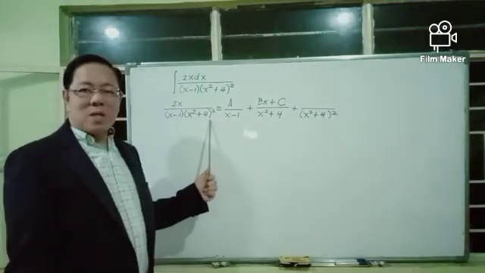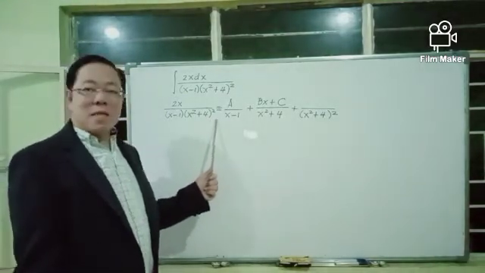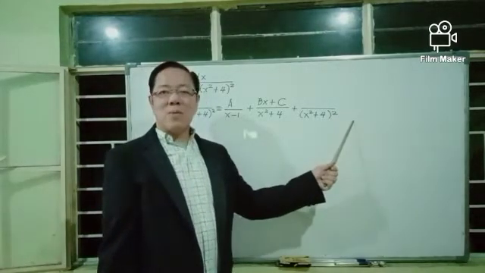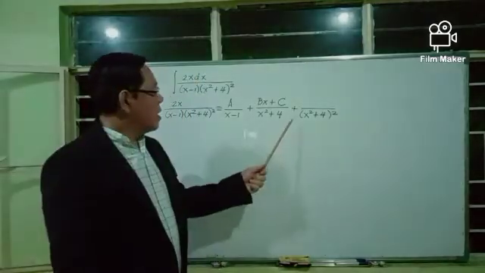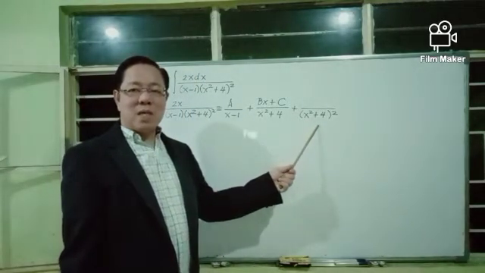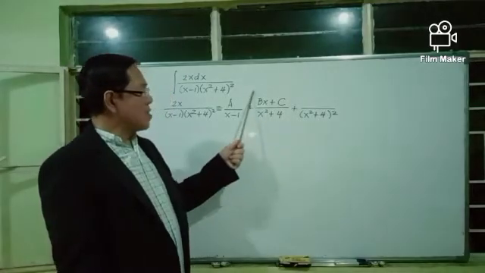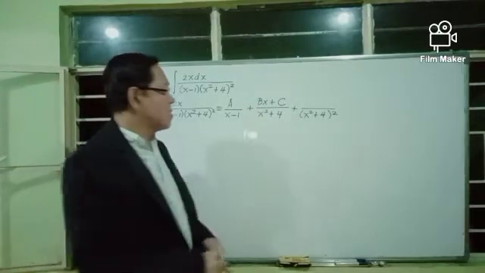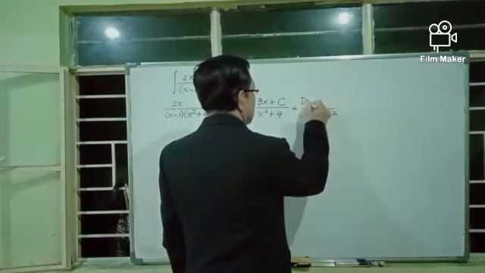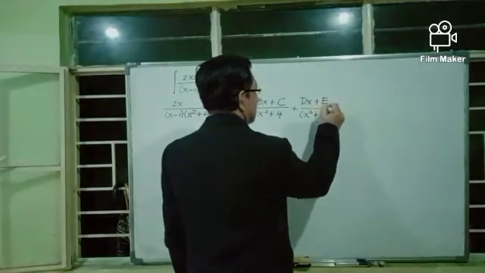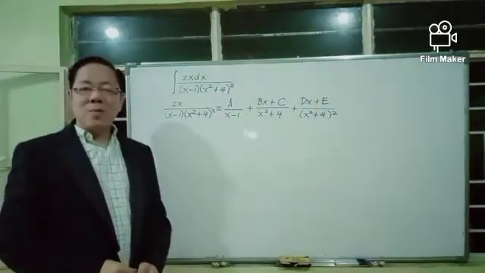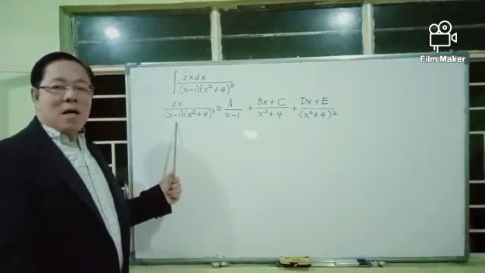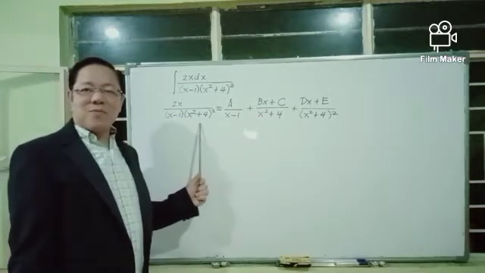You can see that the exponent of x squared plus 4 is increasing, from 1 and then 2. If the exponent were 3, you would still have to add another term with denominator x squared plus 4 to the power 3. For this term, the numerator will be an expression with two constants, Dx plus E. And we remove the denominators by multiplying both sides by the LCD, x minus 1 times x squared plus 4 to the power 2.